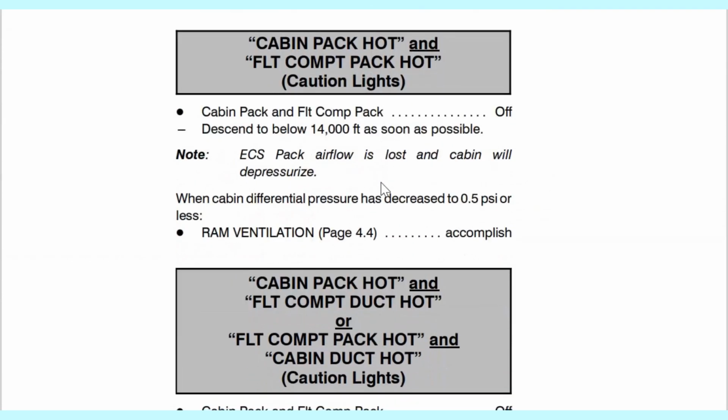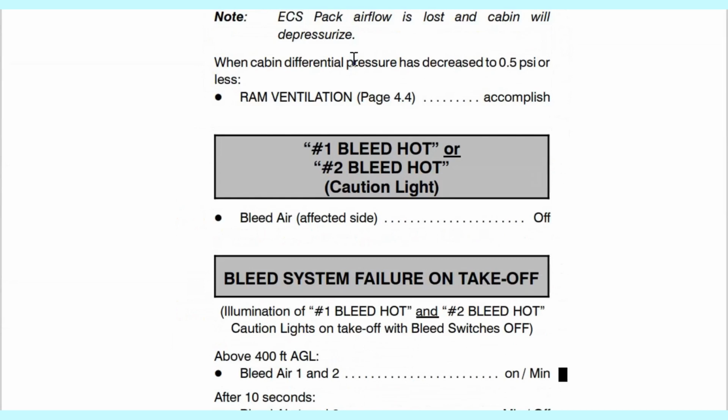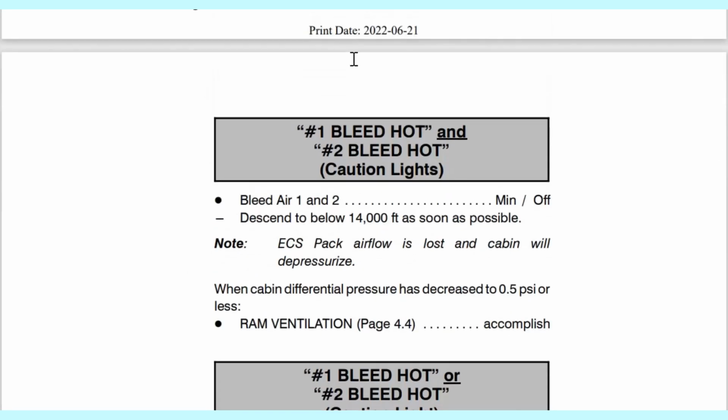One more thing I want to tell you. When you have these two "and"s coming on takeoff roll before V1, let's say cabin pack hot and flight compartment pack hot, or bleed hot and bleed hot, would you reject? Of course, because there are two caution lights there. And why would you proceed with a takeoff if you know that something's going to go wrong?